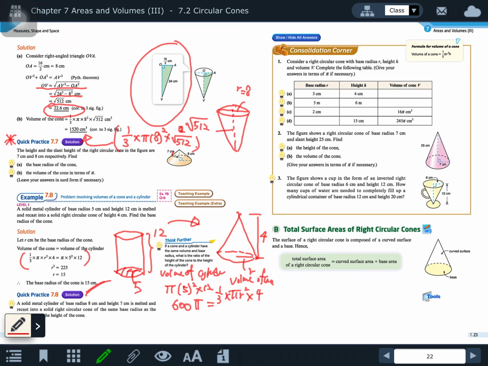Okay, so I will tell you the next video, which is about the surface area, is actually more difficult.